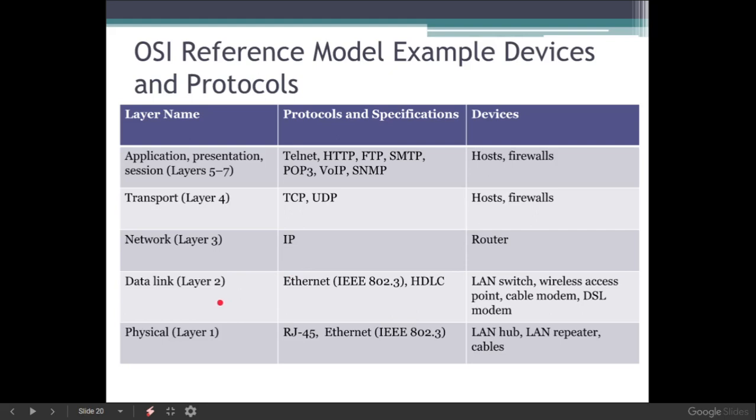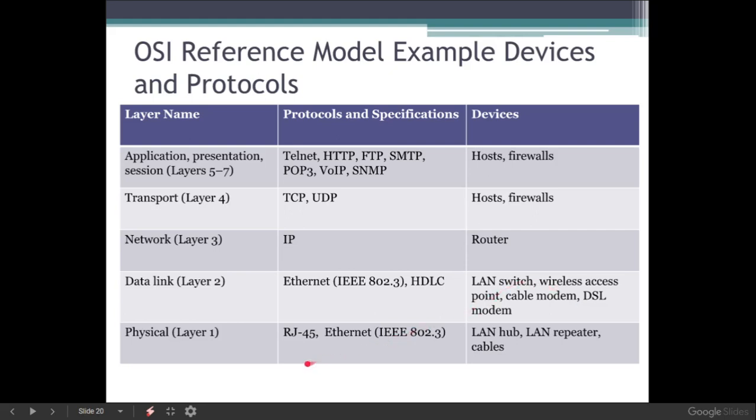And at layer 2, the protocol that we see is Ethernet. There's also HDLC. We might not have heard about HDLC very often, but it happens on the wide area side. If we're doing things like dial-up or frame relay, then we would use HDLC. So the devices that function there are switches, wireless routers, cable modems, DSL modems, and so on.